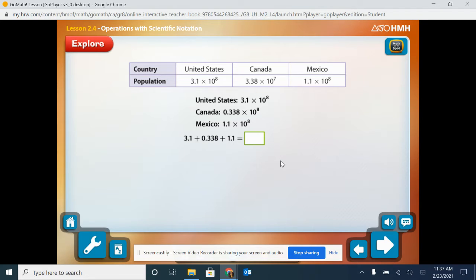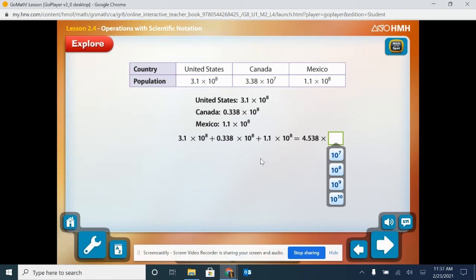Now add the multipliers. So they call it the multipliers. I call it the coefficients. Okay, they all mean the same. So 3.1 plus 1.1, that's going to be 4.2, plus 0.338 is going to be 4.538, I think. That's right. The sum of the multipliers is 4 and 538 thousandths.